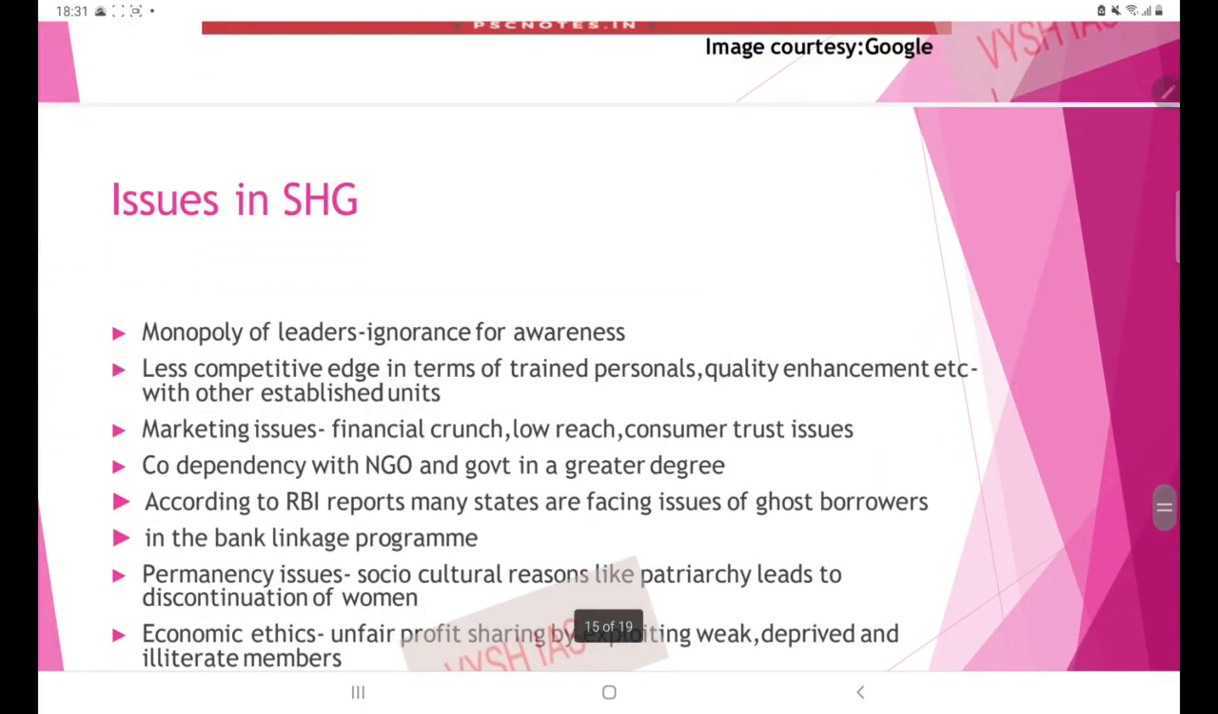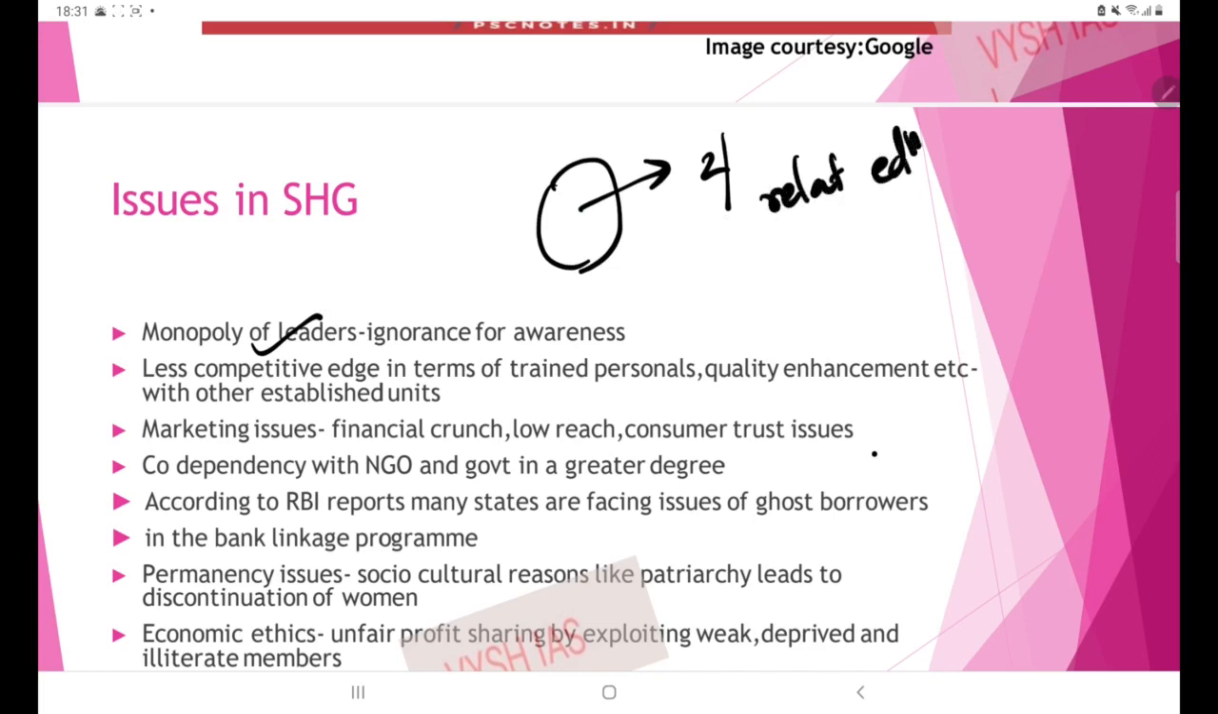What are the issues in SHGs so far? Here we can see monopoly of leaders. Many times in an SHG group, one or two people will have higher education, relatively speaking. These one or two persons will dominate over others. So there is monopoly of leaders and ignorance of awareness. They take paternalistic attitudes to always support the people. They are not enabling the other group members. They are actually playing the big bro game with other members in the group. So this is not a good aspect.